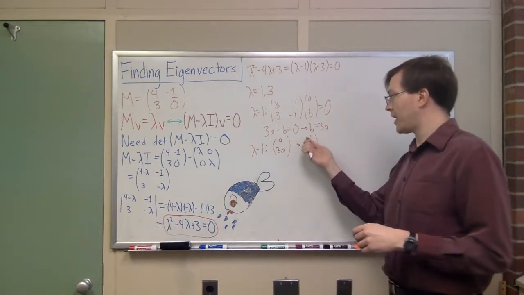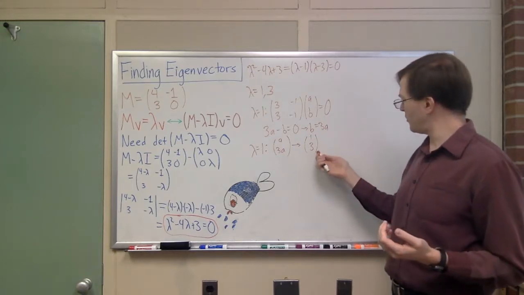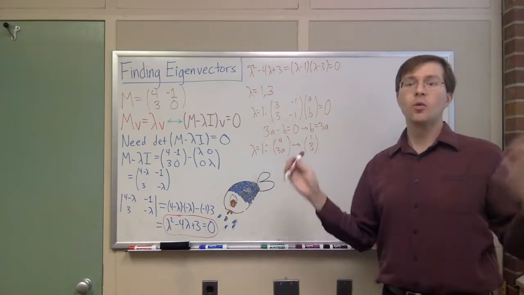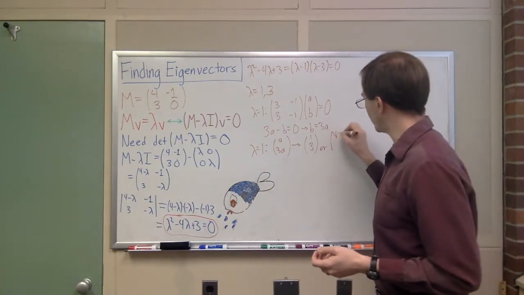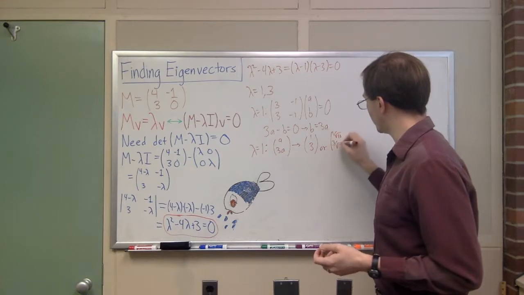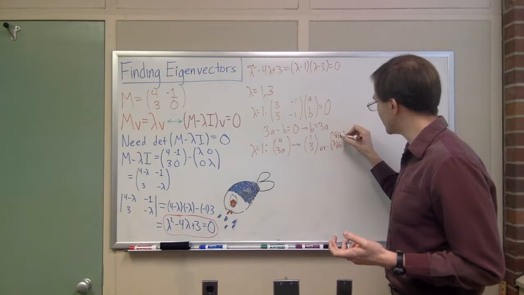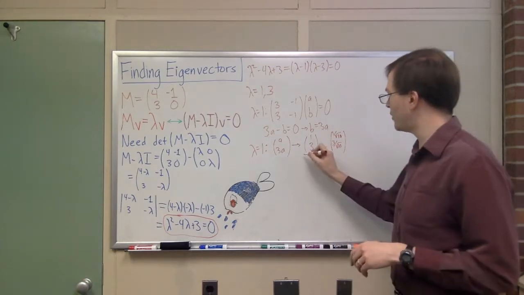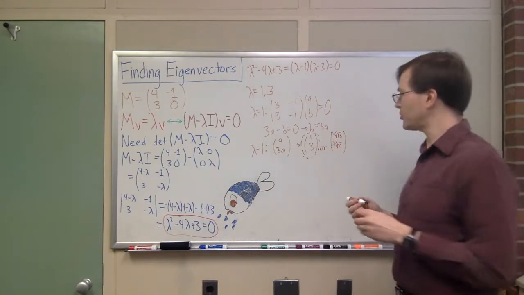I could have chosen minus 1, minus 3, or 2, 6, or I could have normalized it. I guess I'd divide by the square root of 10: 1 over square root of 10, 3 over square root of 10. So that's a normalized eigenvector. Normalizing is sometimes nice. That's a 10, really. But I'm going to do 1, 3. That seems like a nice way of choosing one. It's nice and simple to write, so I'll do that.